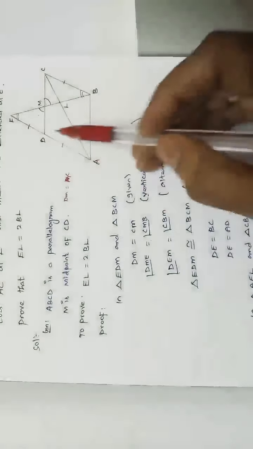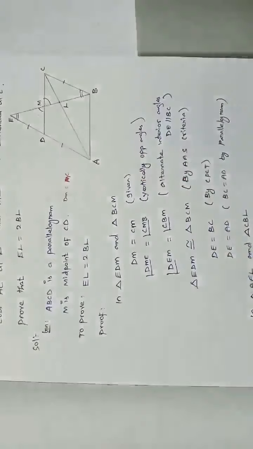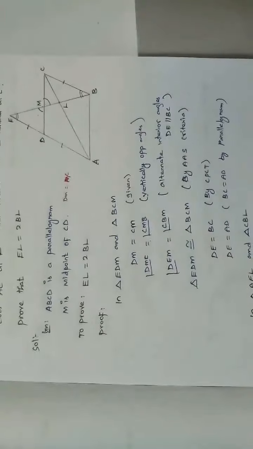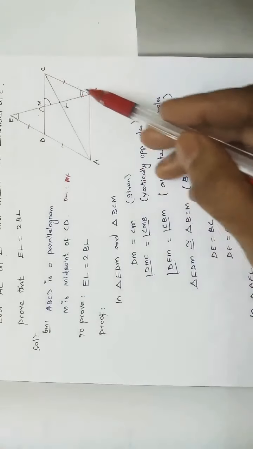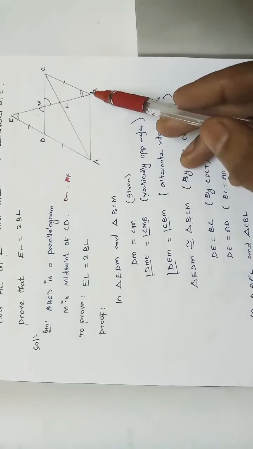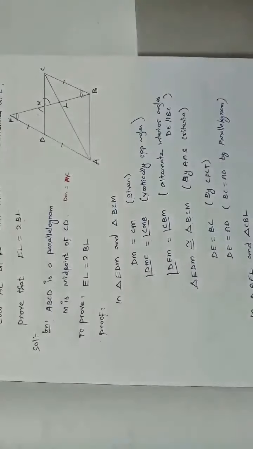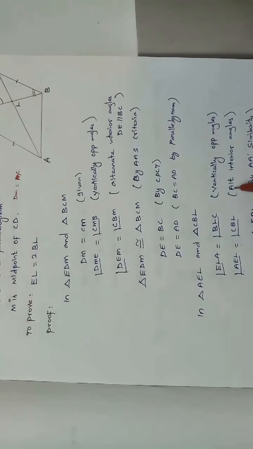Already we know that in triangle AEL and triangle CBL, angle AEL is equal to angle CBL. These two angles are equal because it's a parallelogram, so these lines are parallel and this is a transversal. These two angles are equal. So angle AEL is equal to angle CBL, alternate interior angles.